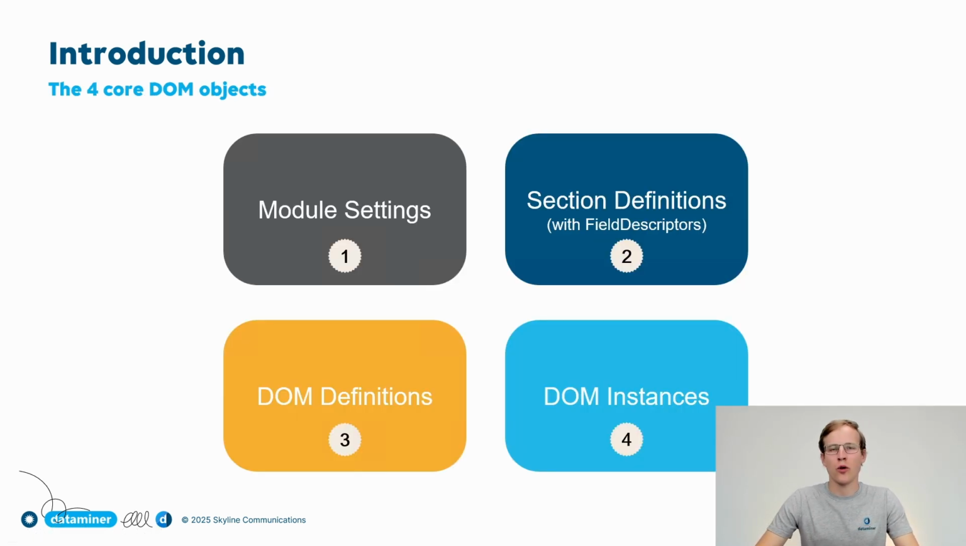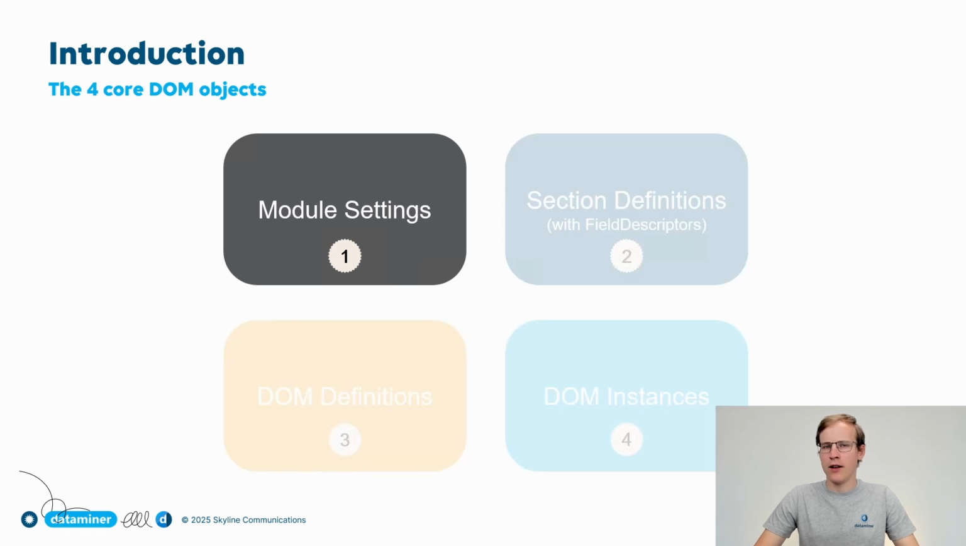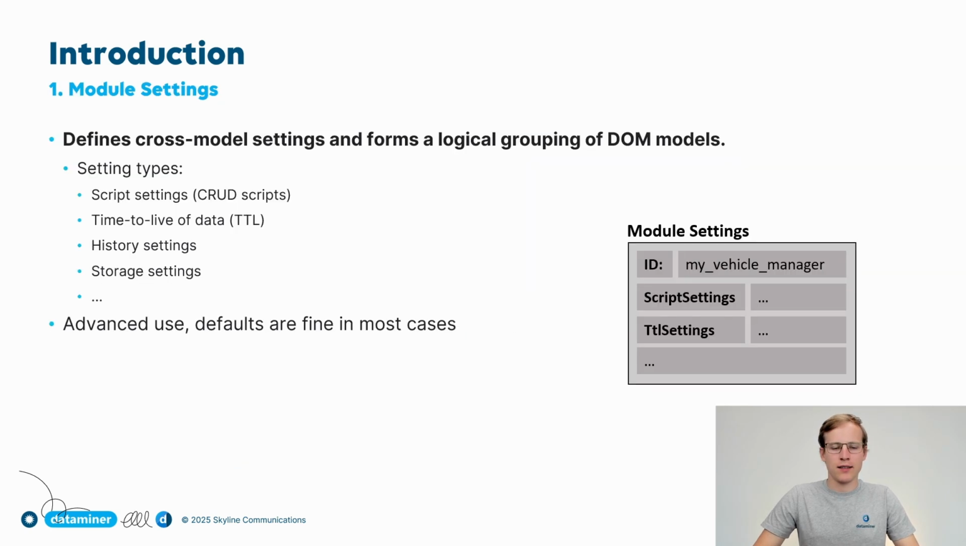Within DOM, you have 4 core objects. You have the module settings, the section definitions, the DOM definitions, and the DOM instances. Let's delve a little bit deeper into each one of these. The first one is the module settings. The module settings is a cross-model grouping where you group together a bunch of models. You can see it as a bucket of DOM models. It will also contain a bunch of settings that are relevant for those specific models.